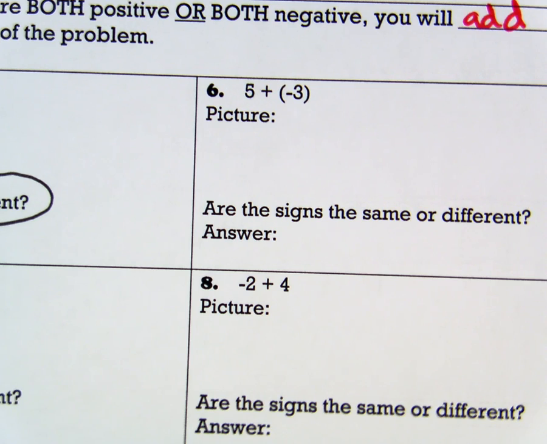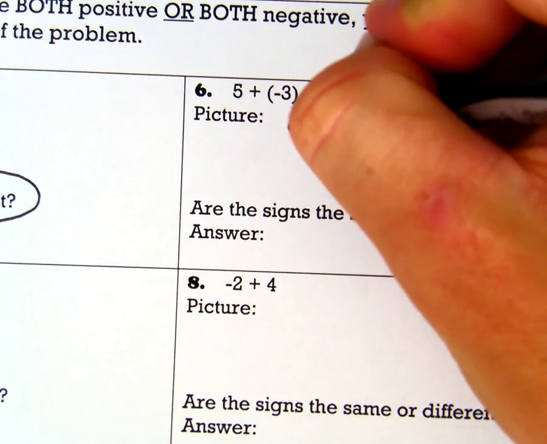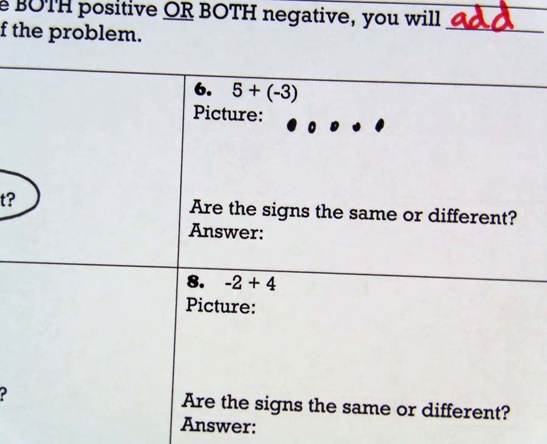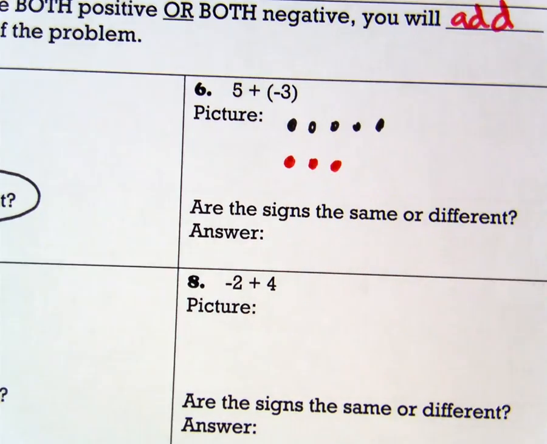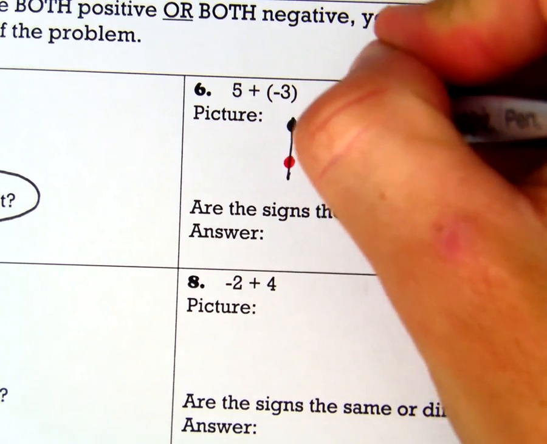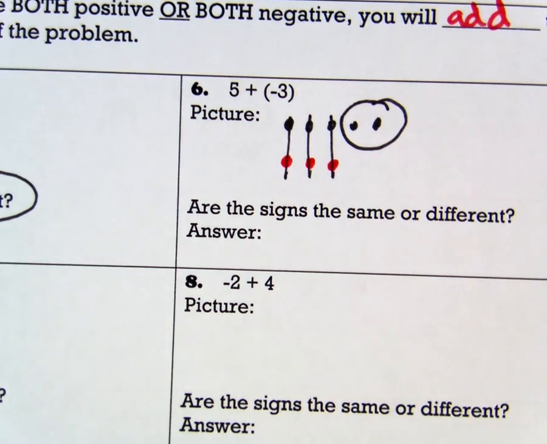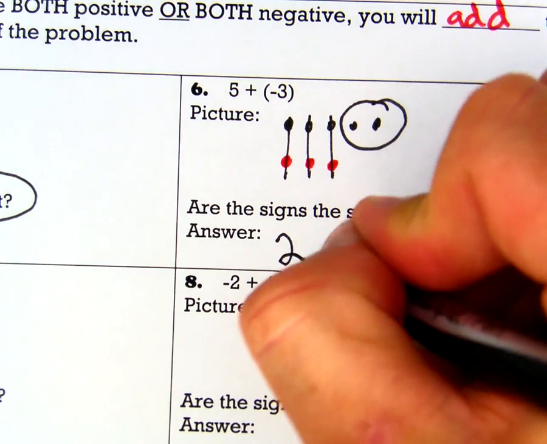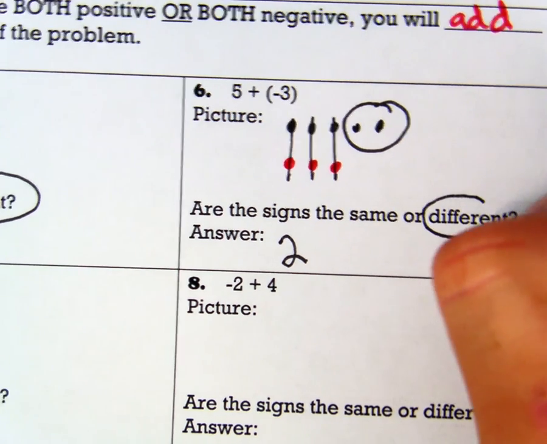Let's try another one. Number 6. Positive 5 plus negative 3. So I'm going to go ahead and do 5 positives. Go ahead and then put 3 negatives. Just like before, I'm going to go ahead and cancel them out. So 1, 2, and 3. What that leaves me with is 2 positive ones left, which means my answer is 2. And I notice that my signs are again different.